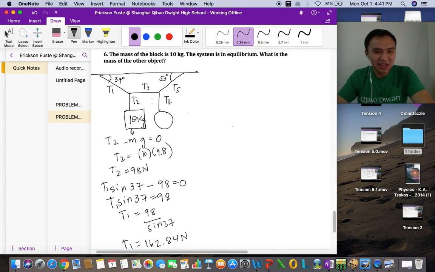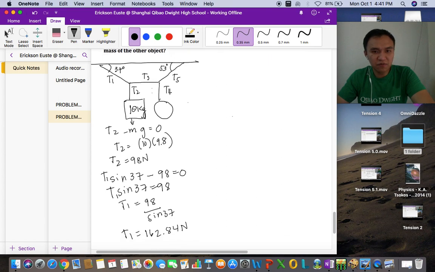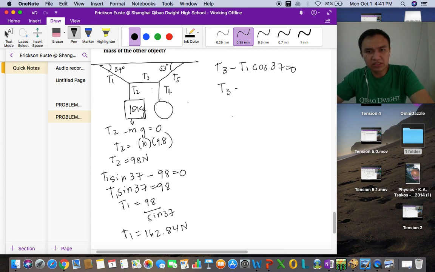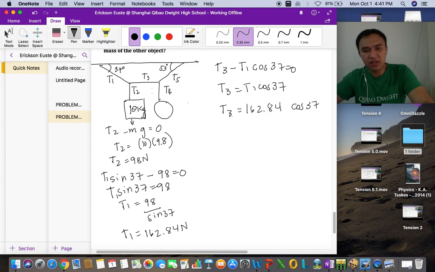Next, we proceed on to the summation of the forces acting at this particular point. At this point we have T3 minus T1 cosine 37 is equal to 0. So T3 is equal to T1 cosine 37. We already know T1. So T3 is equal to 162.84 cosine 37. So T3 is equal to 130.05 newtons. All right.